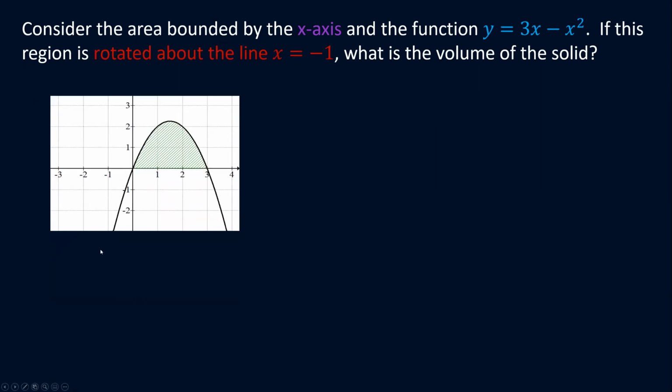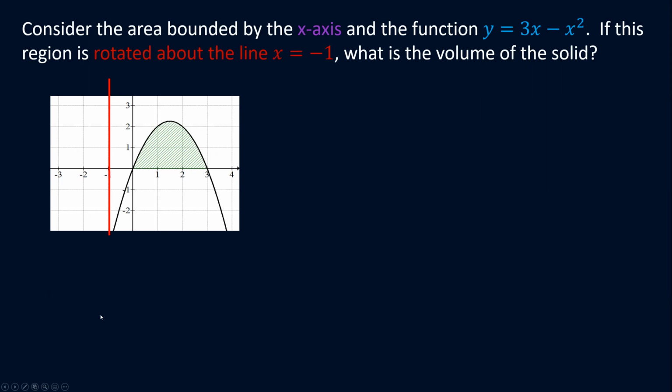There's the upside down parabola. And then here is the line x equals -1. And we are going to rotate it about this red line right here. So visualize that for a second. We're going to rotate that solid part right there about the line x equals -1. Draw that on your paper and see what kind of solid you get. Pause the video.